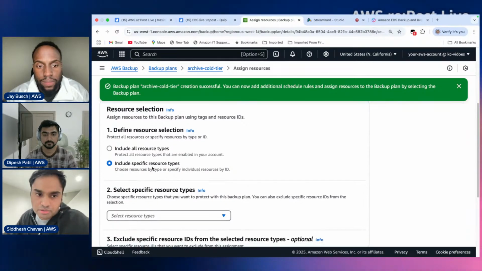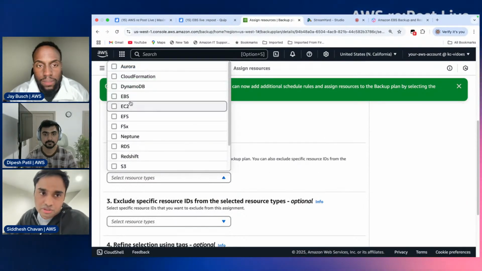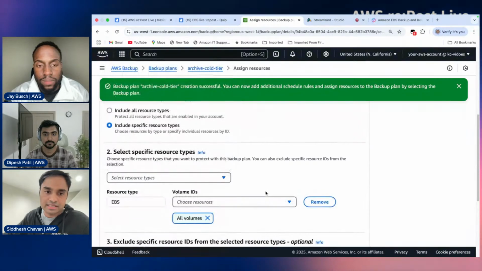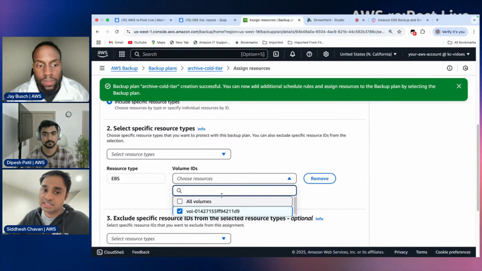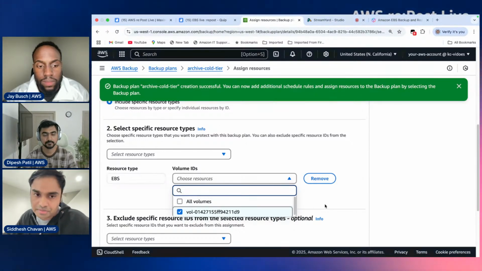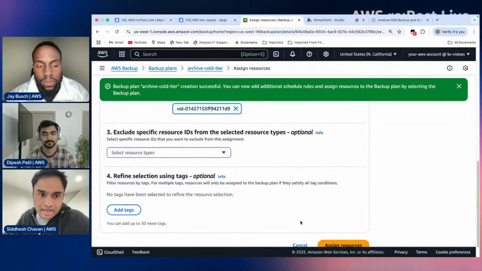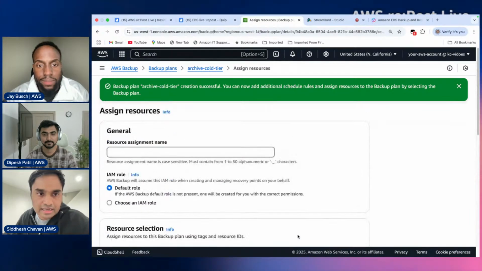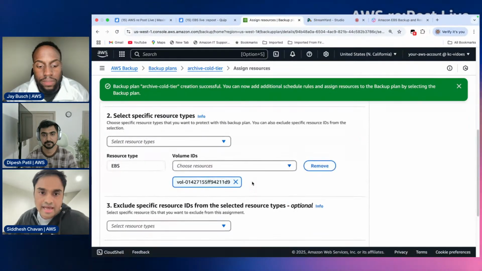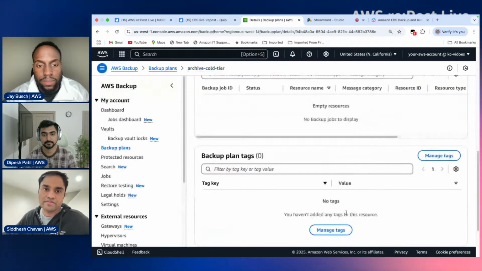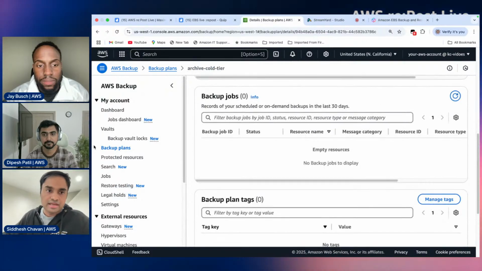Then I'm going to include specific resource. Resource type is EBS in this case. And instead of all volumes, this is the volume that I'm going to select. So this is the same volume on which my beautiful sales website is hosted. And in that case, you can name this resource. I'm going to name this as compliance resource. And voila, I have assigned this resource.